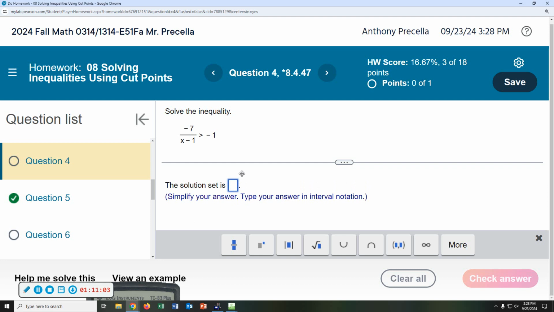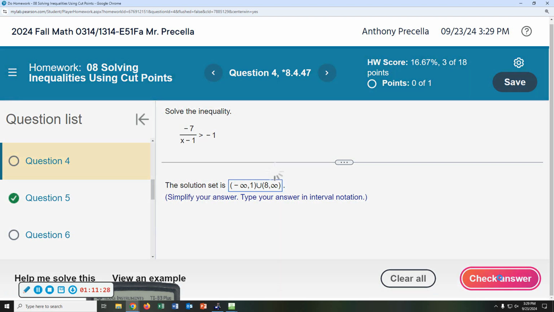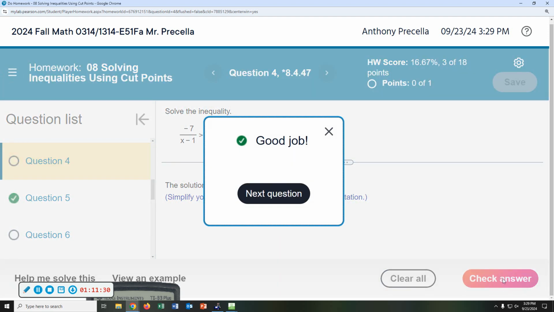So let me type it in. Parentheses, negative. Notice he typed the negative from the keyboard and then the infinity. There is not a negative infinity key on the toolbar. Then the union symbol, looks like a U, comma, infinity. That's what we've done.